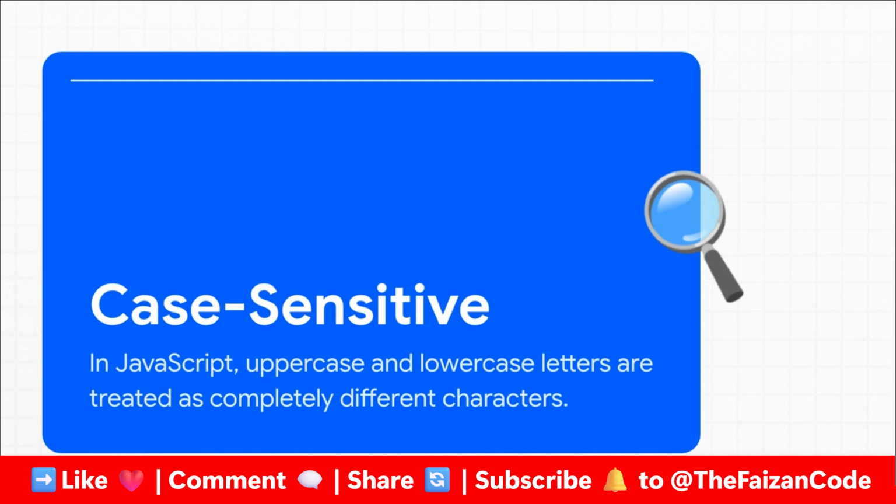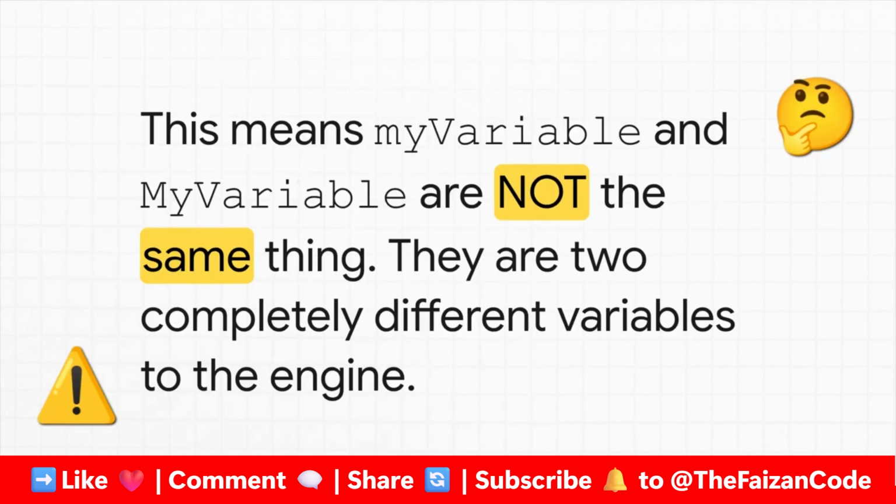The best way to think about it is like a password, right? If your password is Password123 with a capital P, you can't log in with password123 all lowercase. The computer is super literal. It sees those as two totally different things. And this means myVariable and MyVariable are not the same thing, not even close. To the JavaScript engine, these might as well be apple and orange. They are two completely separate, distinct variables. If you create one, you can't just call the other and expect it to work. JavaScript's just going to be like, sorry, I have no idea what you're talking about.